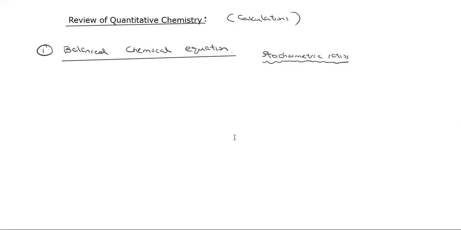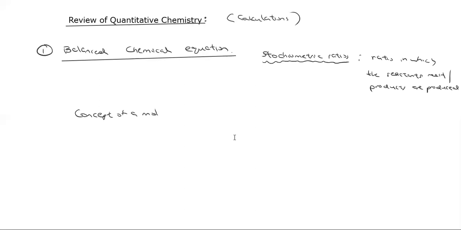Once you've got the stoichiometric ratio, that means you have the ratio in which the reactants react and the products are produced. Once you have that, it's quite simple. You understand the concept of the mole. A mole is basically a unit which equals 6.02 times 10 to the 23, which is also Avogadro's constant.